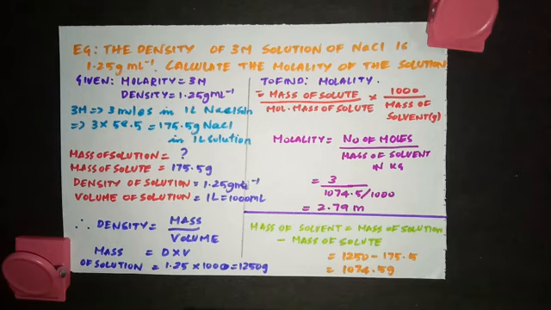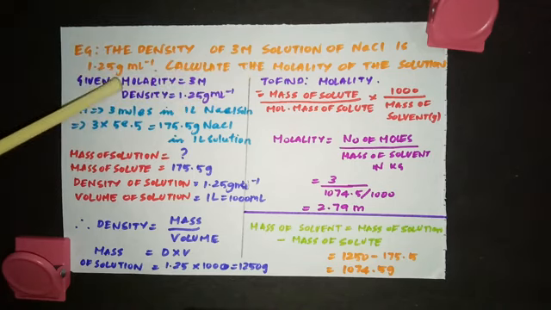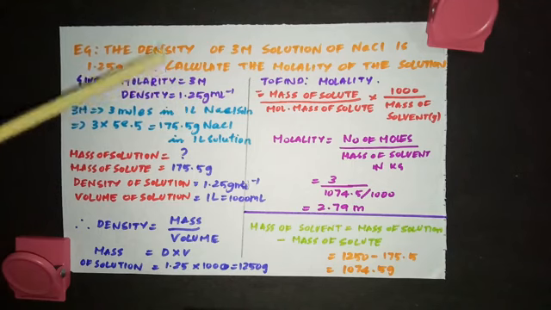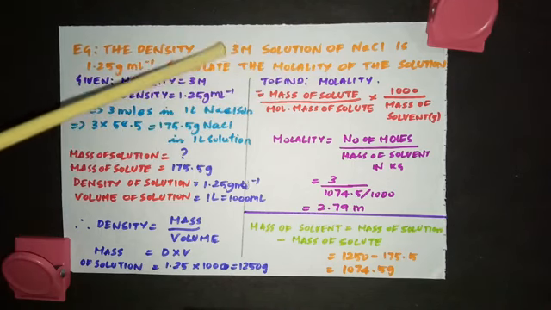So if you are very clear with the basic concept, you can approach any problems and you can solve it very easily. Now look at this question. The density of 3 molar solution of NaCl is 1.25 gram milliliter inverse. Calculate the molality of the solution. See, they have given 3 capital M.